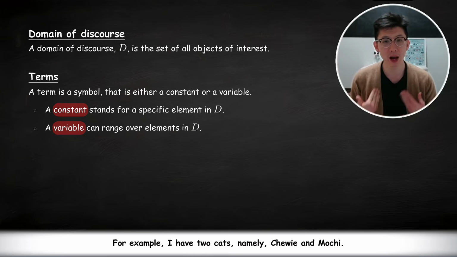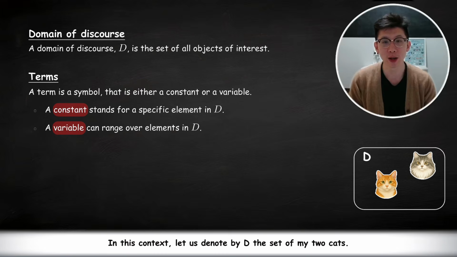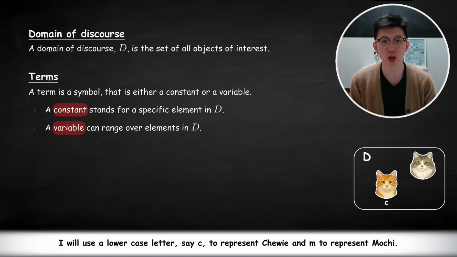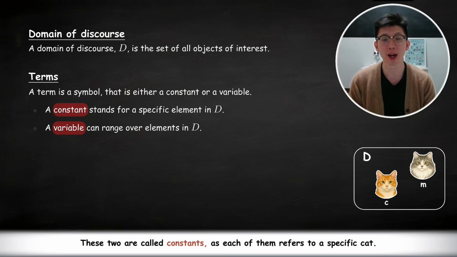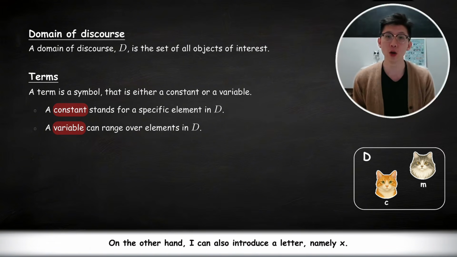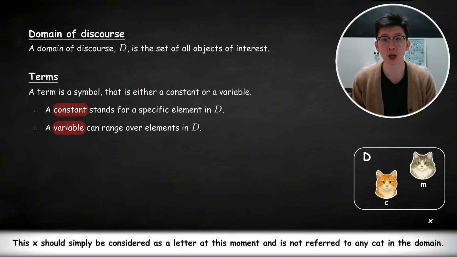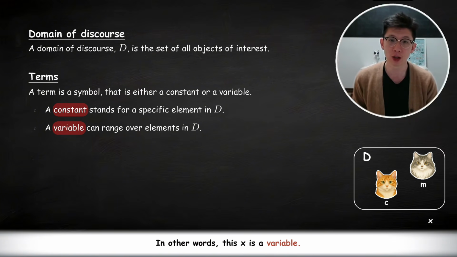For example, I have two cats, namely Chui and Mochi. In this context, let us denote by D the set of my two cats. I will use a lowercase letter, say c, to represent Chui and m to represent Mochi. These two are called constants, as each of them refers to a specific cat. On the other hand, I can also introduce a letter, namely x. This x should simply be considered as a letter at this moment, and is not referred to any cat in the domain. In other words, this x is a variable.